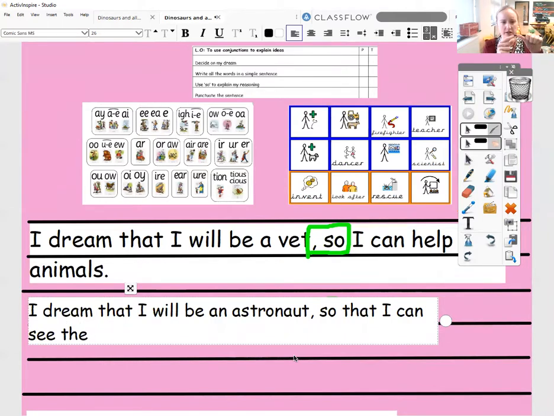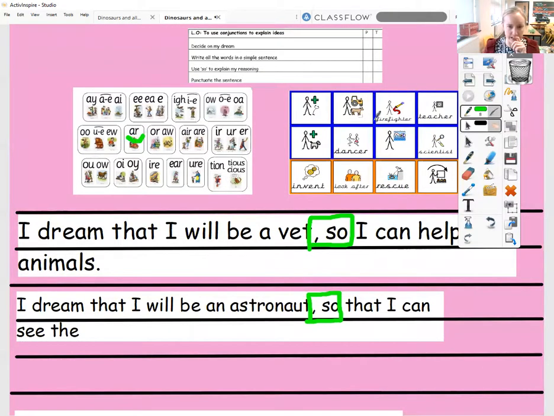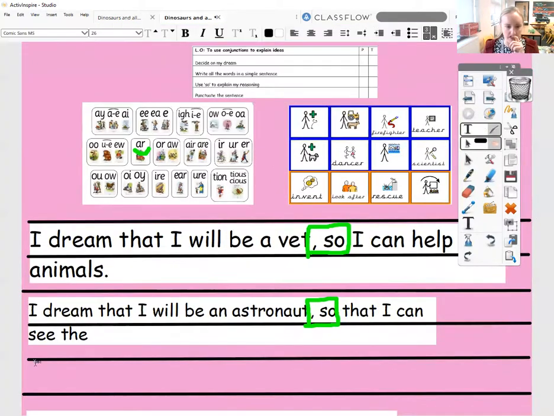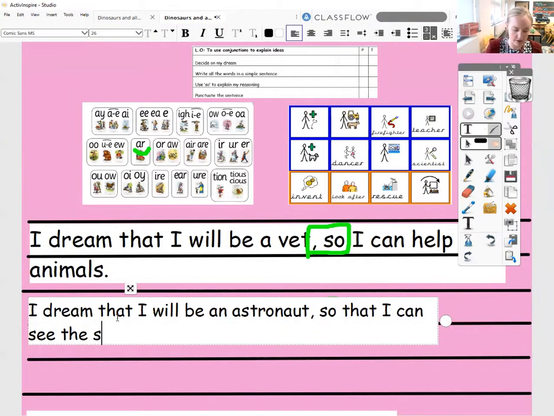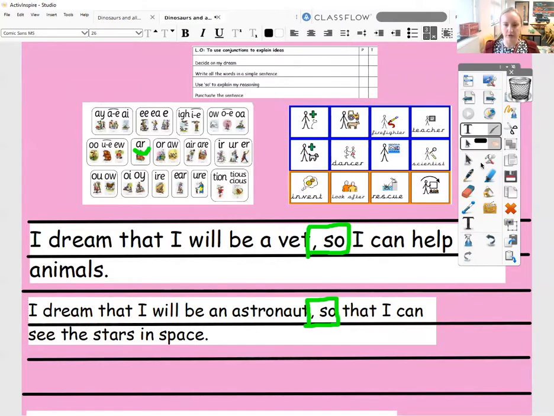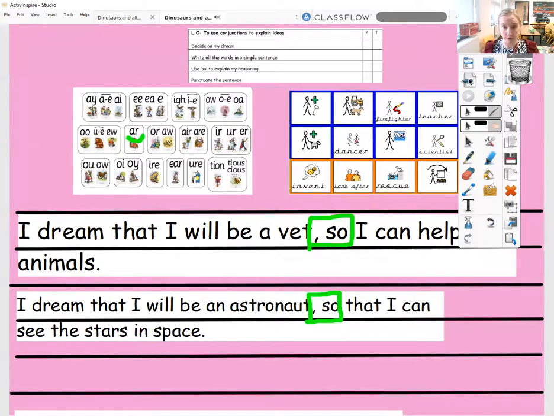Let me sound out stars. Stars. Well, I know R is on my word mat. It is here. So that is how I make the R sound. So see the stars in space, I think I'm going to say. Fabulous. So let me check that one. I dream that I will be an astronaut so that I can see the stars in space. Great.